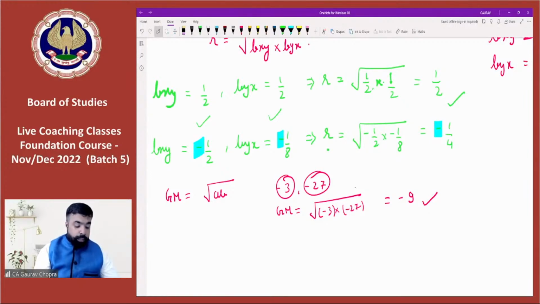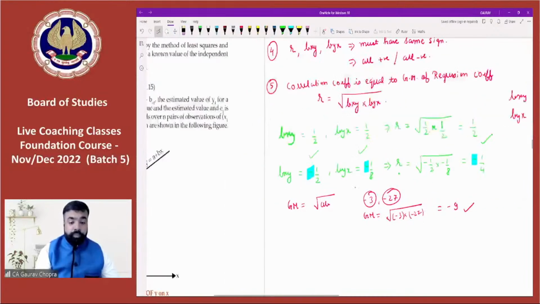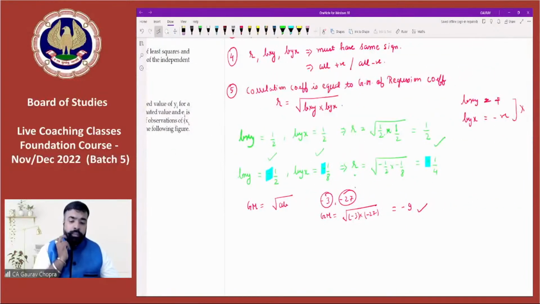Okay, so Zeba says now understood. Okay, perfect. So this was the property based point.